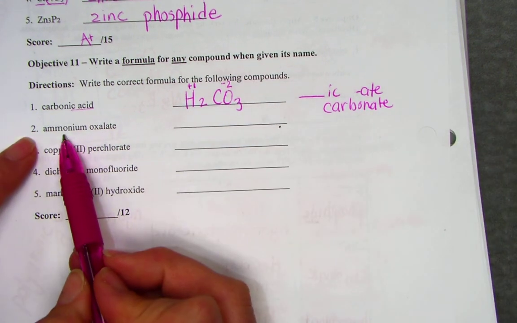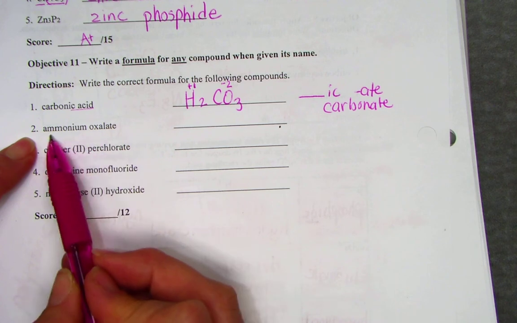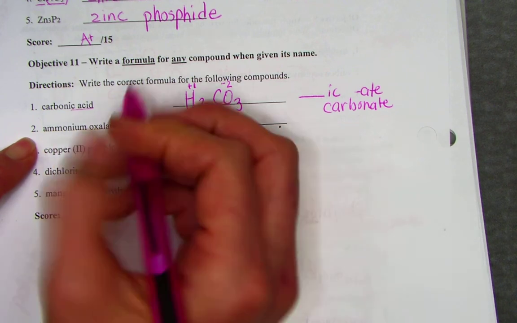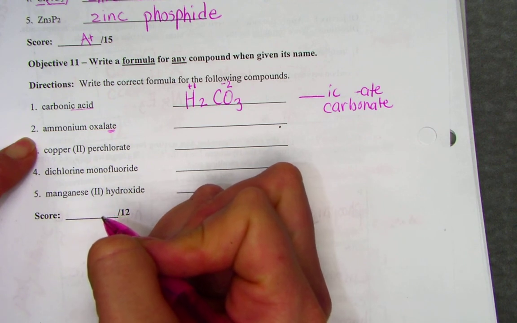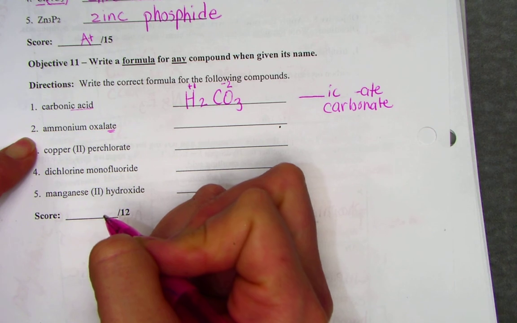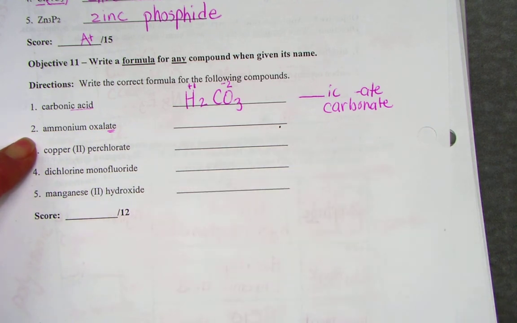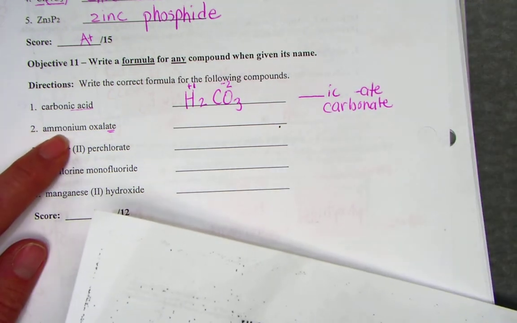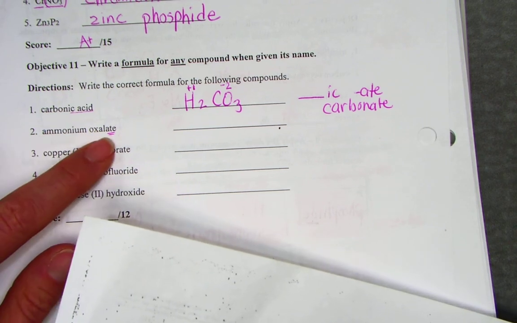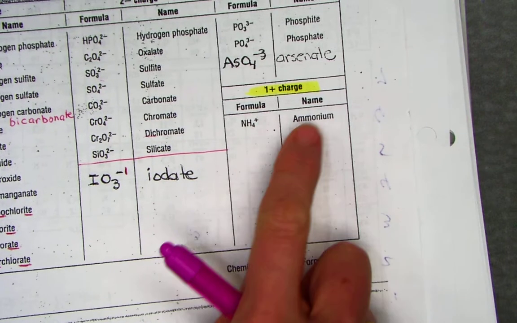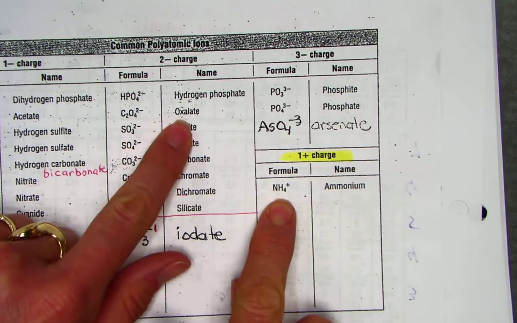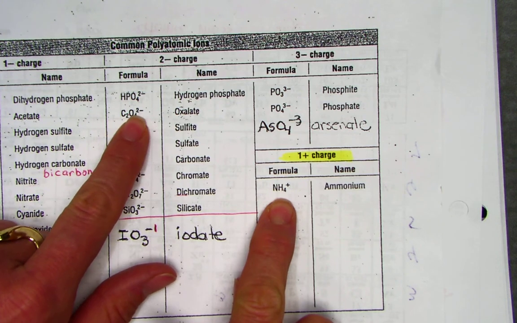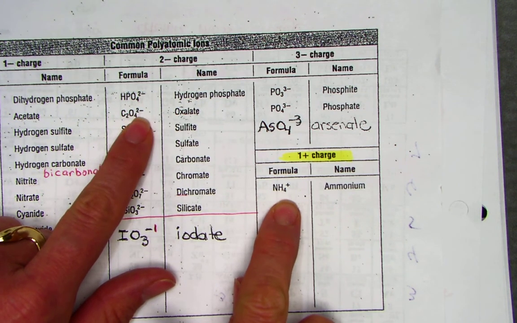Number 2, ammonium oxalate. This is not an acid. I notice it is not ending in "ide." Therefore, it is not binary. If I'm hearing ate or "ite," I know that polyatomic ions are involved. I'm going to use my polyatomic chart to find the positive ammonium and hook it to the negative oxalate. Ammonium, NH4 +1. Oxalate, C2O4 with a -2. Two polyatomic ions hooking together.